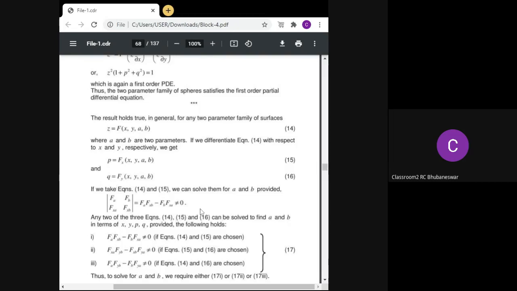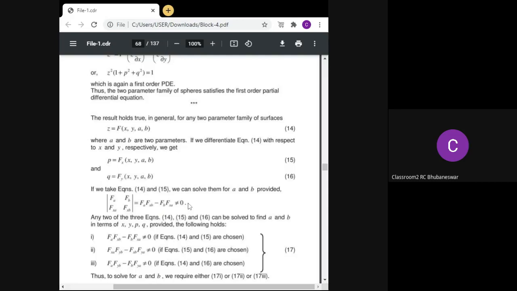But here we have to look at the condition in the form of this 2 by 2 determinant. In this determinant, as you can see, the first row is F_a, F_b, that means the partial derivative of F with respect to parameter a, and the partial derivative of capital F with respect to b. Similarly, in the second row we are using the first order derivative with respect to a and again the first order derivative with respect to x. So in the second row we are using the derivative with respect to the parameter as well as the derivative with respect to the variables. And here the determinant value should not be 0.